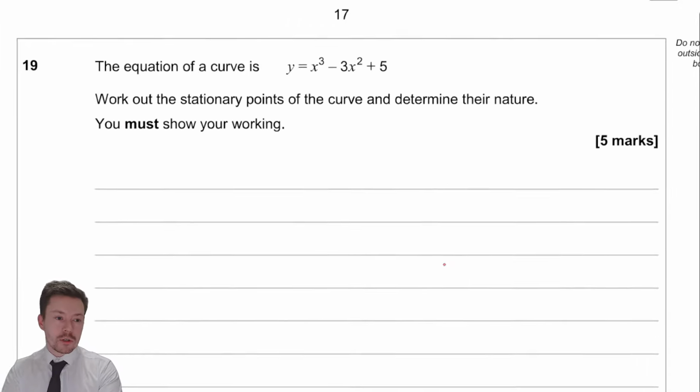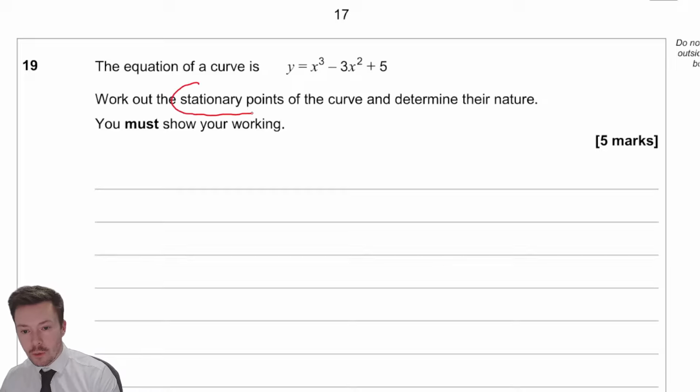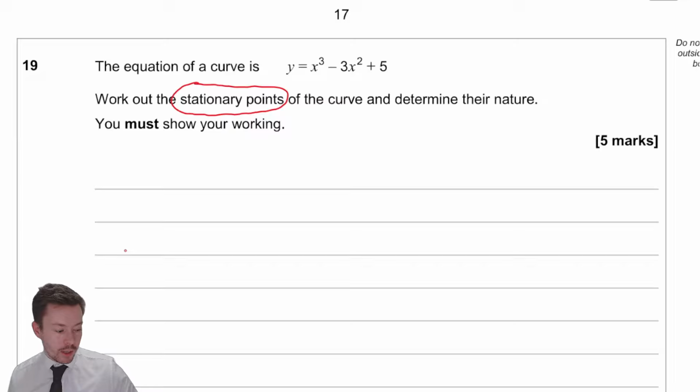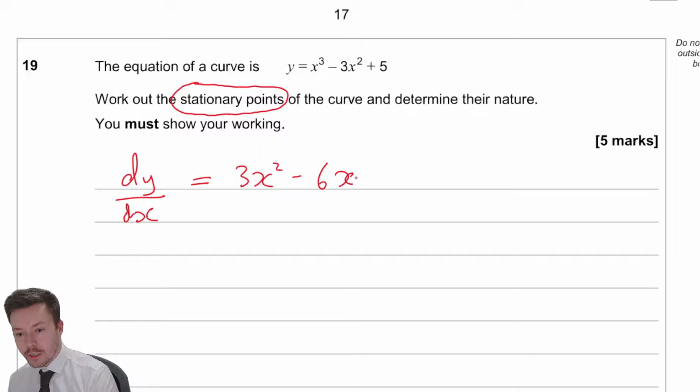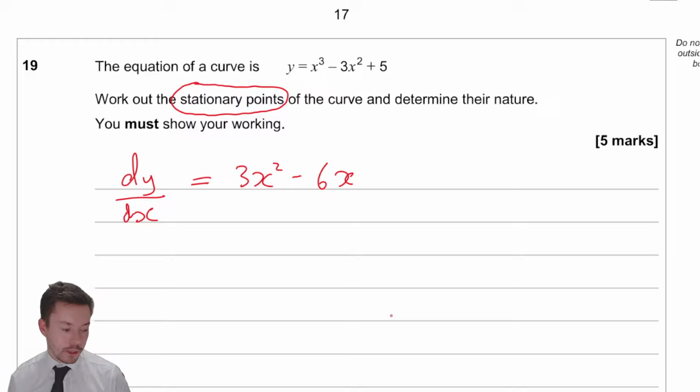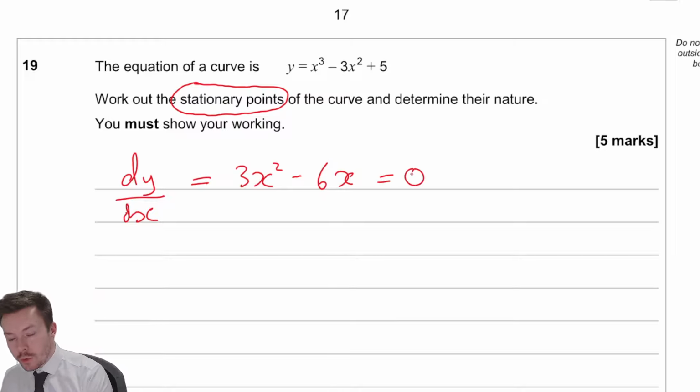So we've got some differentiation we need to do here in order to find stationary points. Okay, so a stationary point is where your gradient is 0. And so to find where the gradient is 0, we need to differentiate, because that will give us our gradient function. So dy by dx, power comes down the front, and then we subtract 1 from the power. So 3x squared minus 3 times 2 is 6x. 2 take away 1 is 1. The plus 5 disappears.